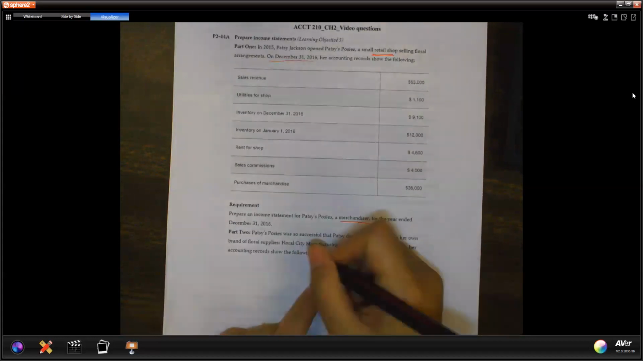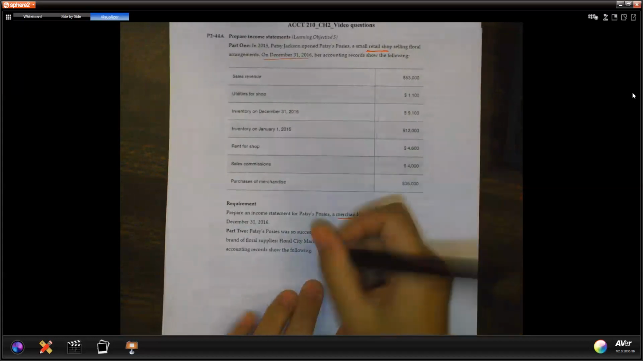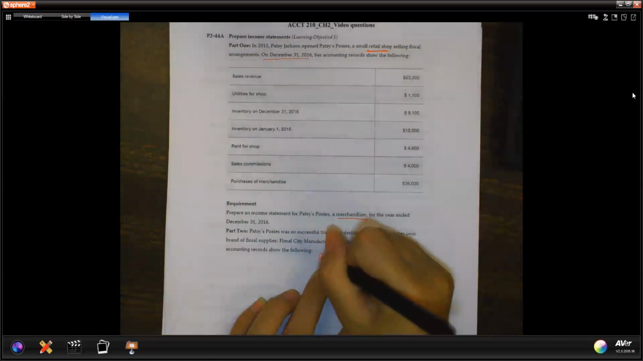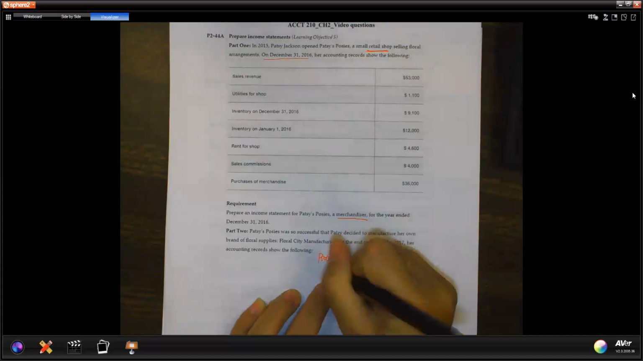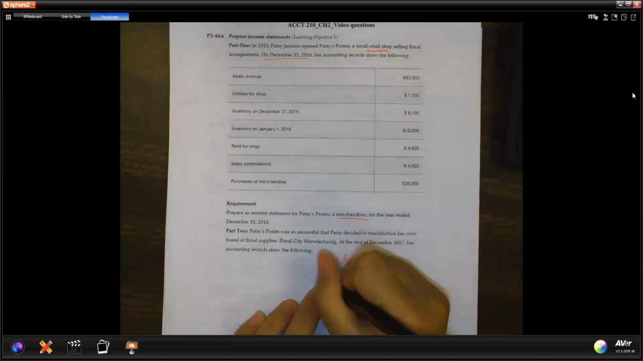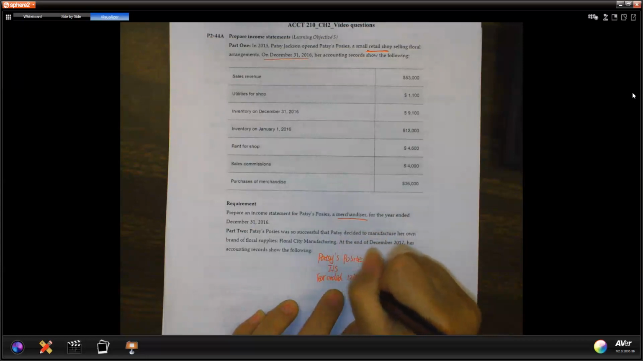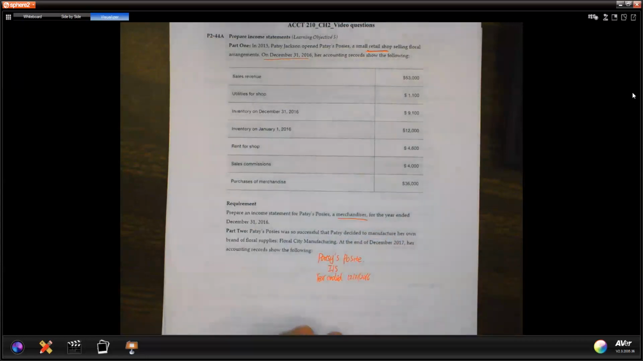We said for the income statement, you first write your company name, and then we say this is the income statement. This is the year ended December 31st, 2016. So those are things you should know in your financial accounting class.